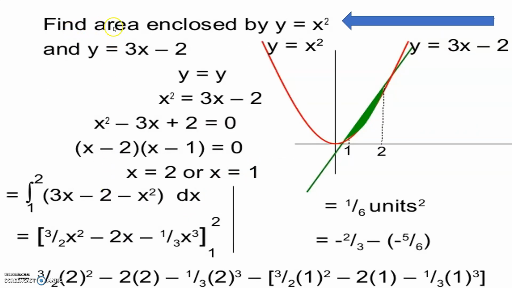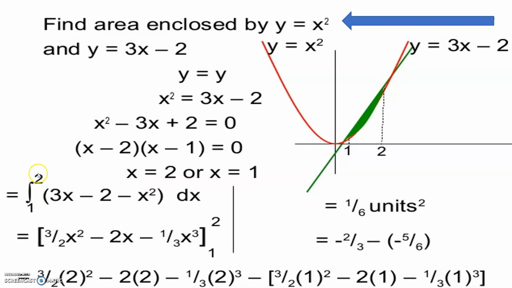Let us take the example. Find the area enclosed by y is equal to x square and y is equal to 3x minus 2. Y is equal to x square is the curve equation, and y is equal to 3x minus 2 is the line equation. So, comparing, x square is equal to 3x minus 2. So x square minus 3x plus 2 has the factors (x minus 2)(x minus 1) equal to 0. X equal to 2, x is equal to 1.